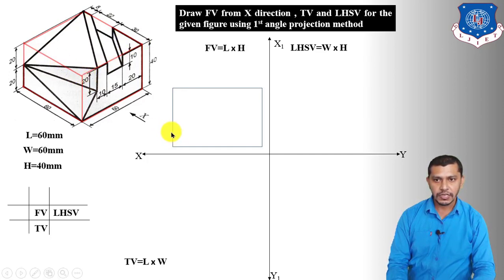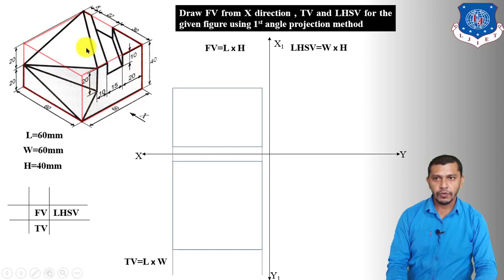So first of all project the length from the front view and measure the width vertically. It will be a square having length 60, width 60, and this square will be the top view of this cuboid. Now we have to draw the left hand side view observing from this direction. So left hand side view will be a rectangle having width 60 and height 40.